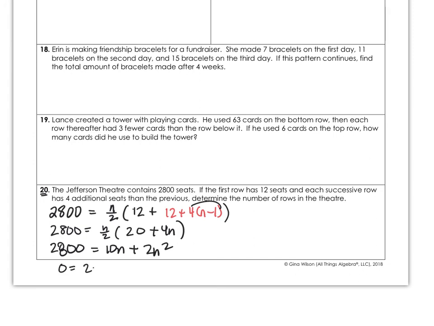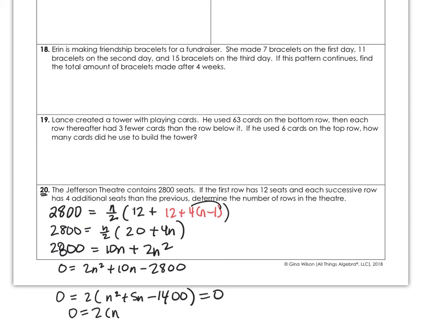If I set it equal to 0 and solve, ooh, I can factor out a 2. So, will it let me write down here? Oh, it does. Good. If I factor out a 2, this is n squared plus 5n minus, what does it come up to be? 1,400? Okay, and let's see. Will this factor? Yeah, I think this does factor. This would be n minus 35 and n plus 40. So n has to be 35, or n is negative 40, and we know it can't be negative, so 35 rows is our answer.